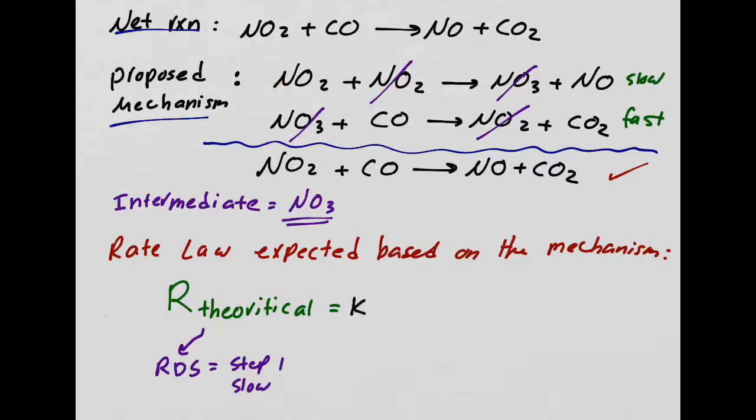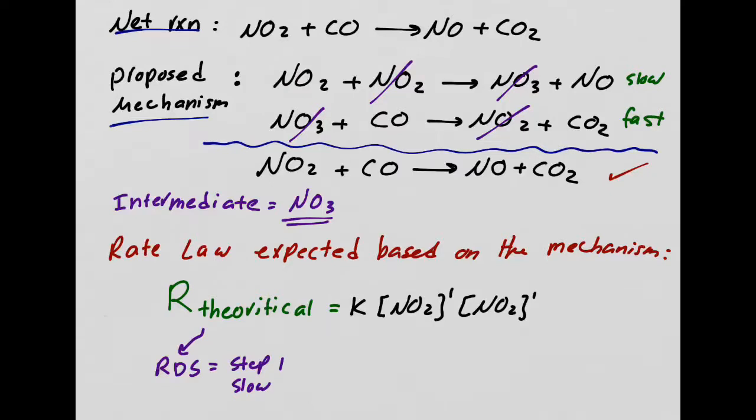R is equal to K, the constant, times NO2 to the power of 1 times NO2 to the power of 1. And like before, because we're using one single elementary step to write the rate law, we can use the coefficient as the order. Are we good so far?